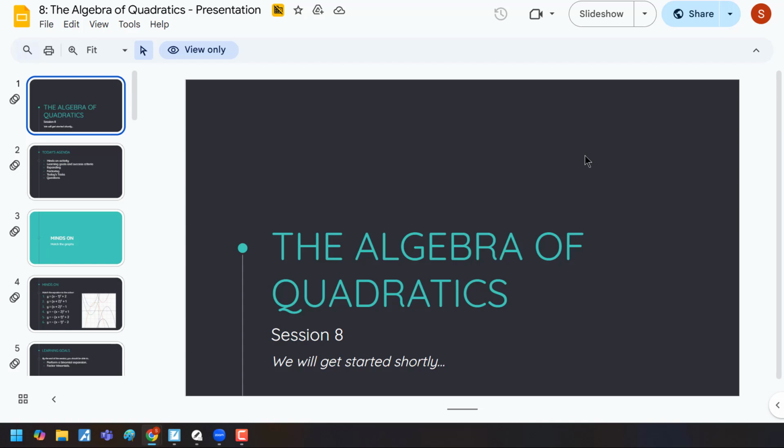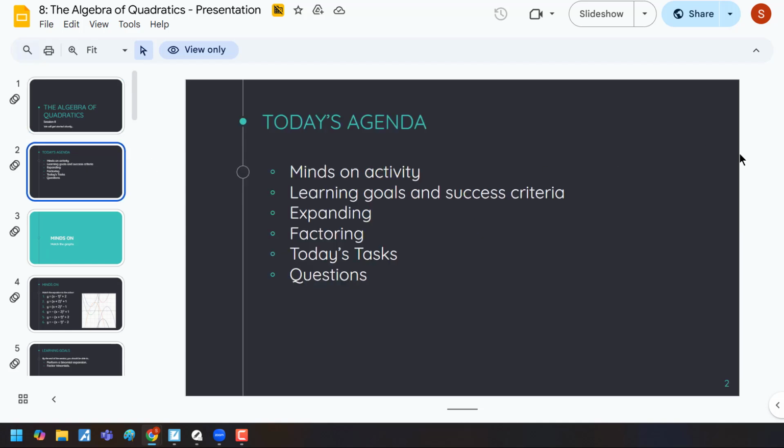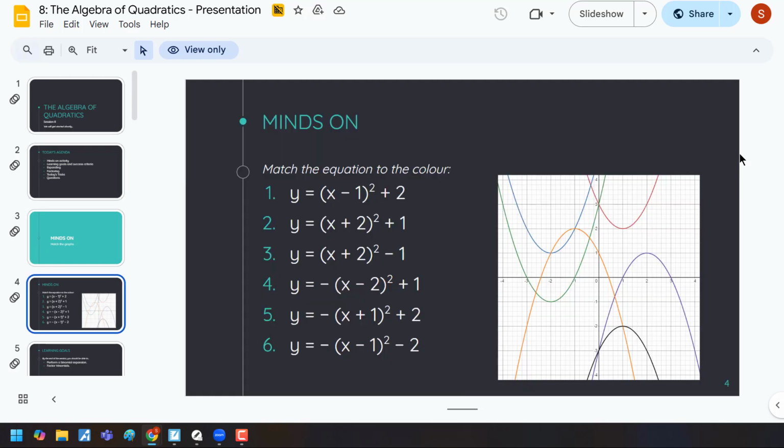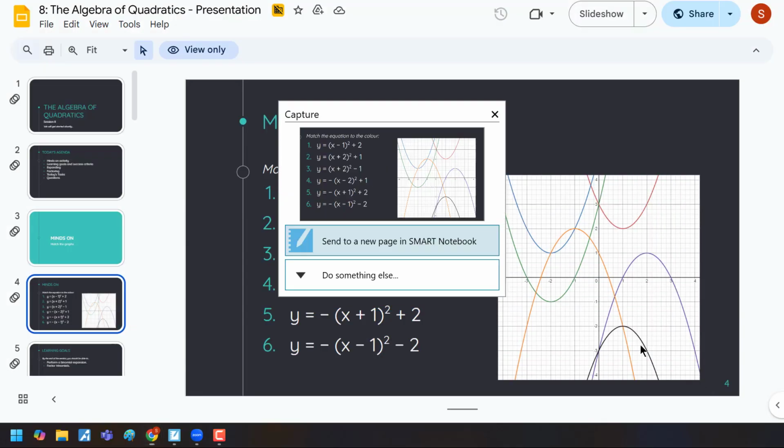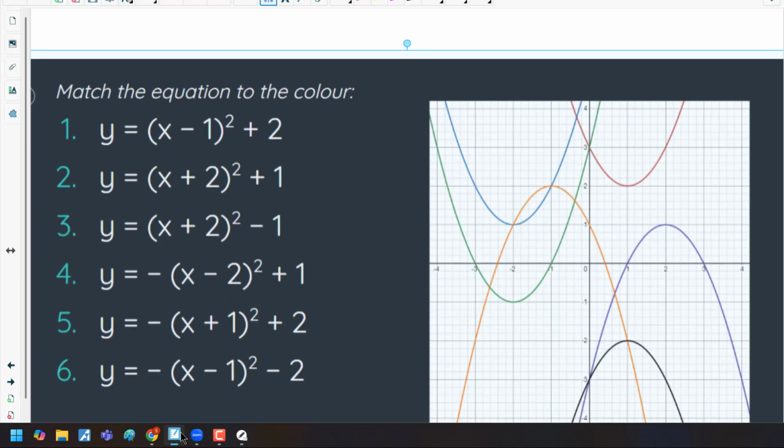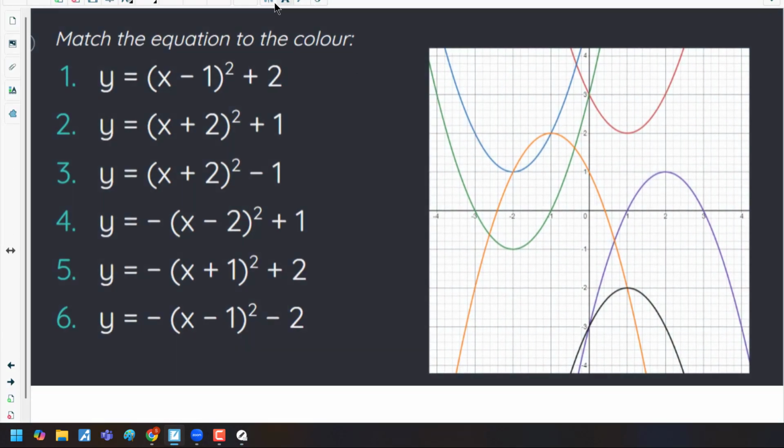All right, the algebra of quadratics. We are doing a minds-on activity, learning goals, expanding, factoring, and then some questions. So match the equation to the color. This is your minds-on. This is something that we went over yesterday. Hopefully you remember how to do some of this. The way to do this, if you forgot, is to look at the vertex for each function.